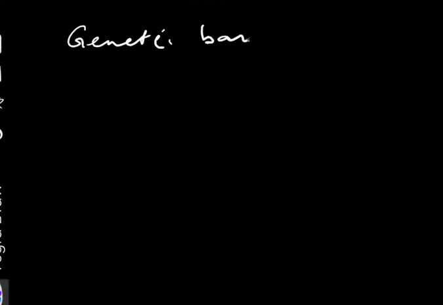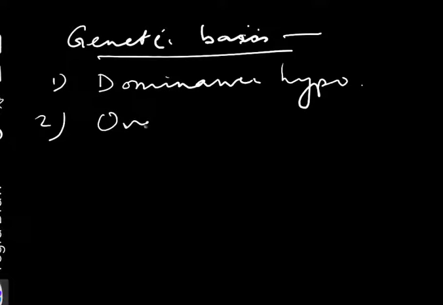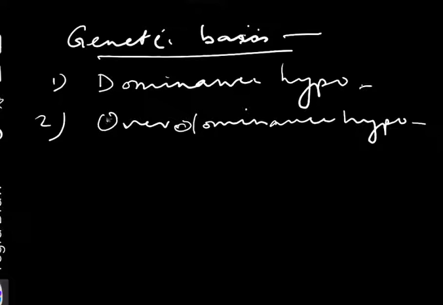Now let us talk about the genetic basis of heterosis. There are two theories in this regard. Theory number one is called the dominance hypothesis, and another theory is the over dominance hypothesis. Basically, these two theories have a similar meaning at the end.